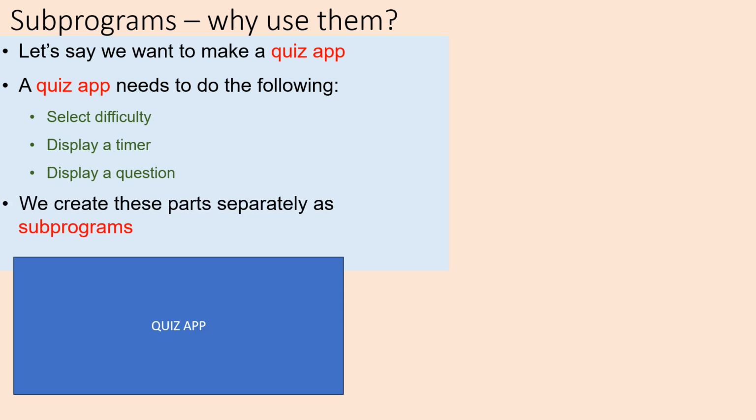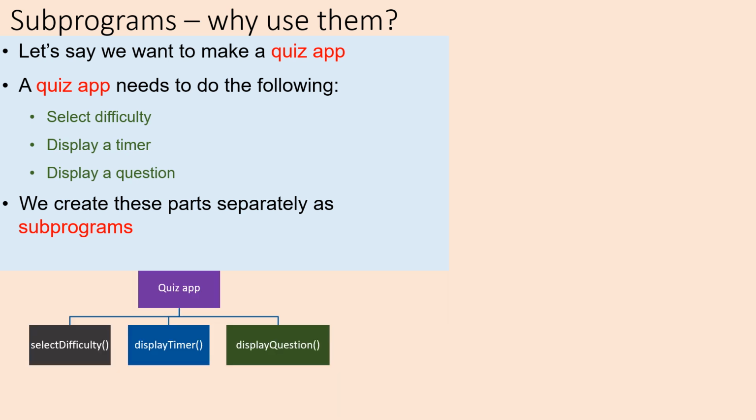The idea is we can create these parts separately as subprograms. So instead of having our overall quiz app as we've got down the bottom here, we can now look at it like this. The main part at this top level is our quiz app, but to solve that, we can split it up into these 3 parts. Now we've got select difficulty, display timer, and display question. These are now our subprograms.